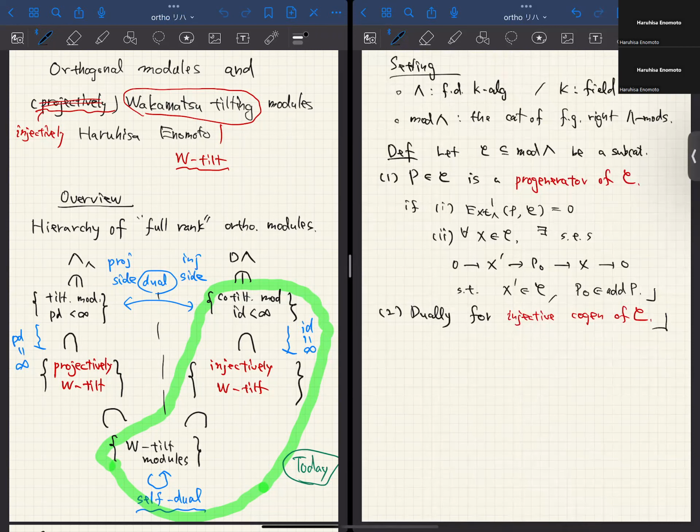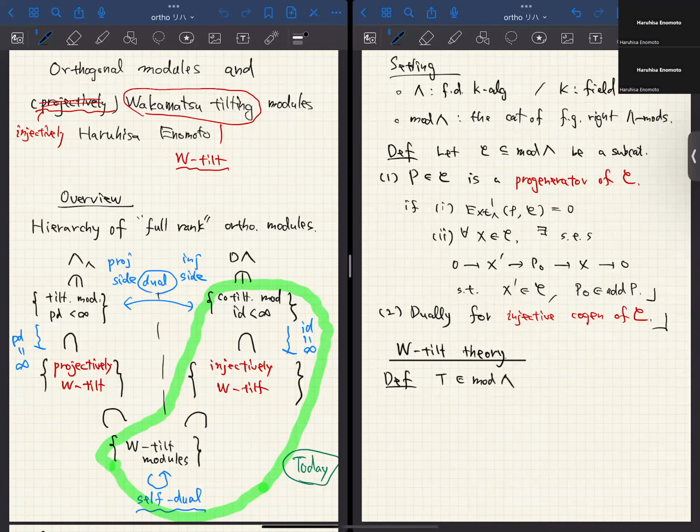And I will explain about Wakamatsu tilting theory first. Maybe this is not so famous compared to usual classical tilting theory or tilting theory in terms of derived category. So I will begin with defining two subcategories associated to orthogonal modules.